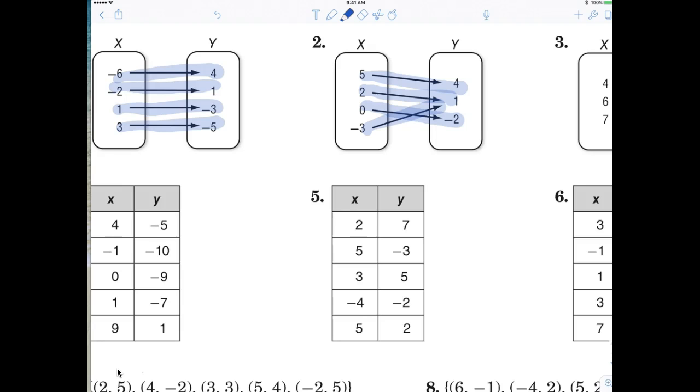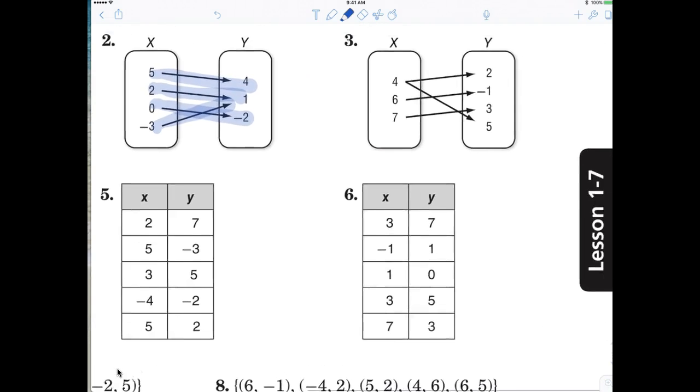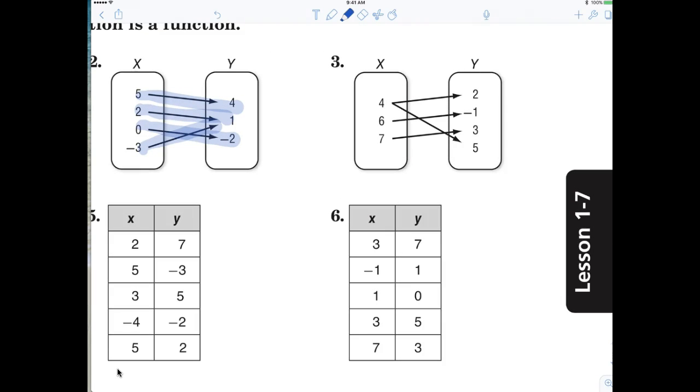All right, now let me give you an example of what's not a function. Number 3. Everybody see what I'm saying? Yeah. This x value has what? 2 y values. So that's not a function.